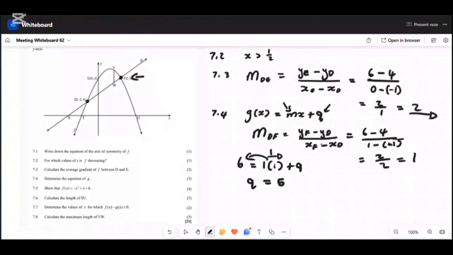Then because now you have q and the gradient, you can just go to your equation. G of x is equal to x, because that is just 1, you don't have to write it, plus 5. And this is the equation. You are good from there.